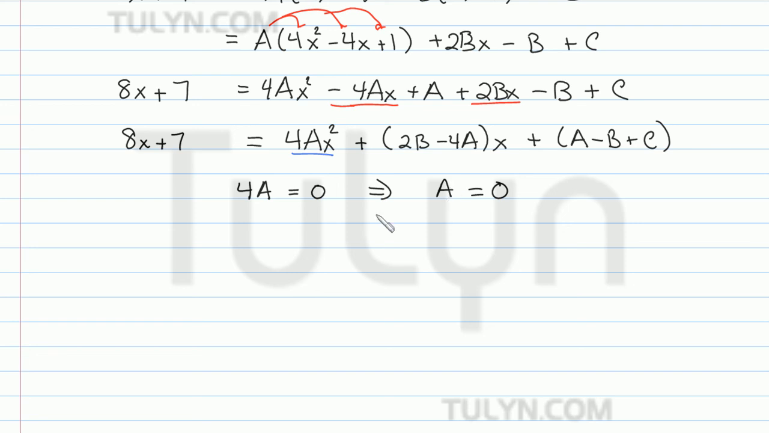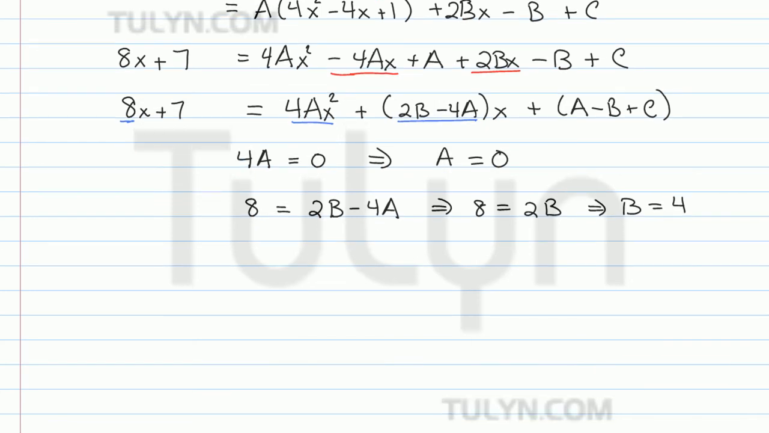Now we've solved for A, and we have to find another one. Let's take a look at the x term. The coefficient of x is 2B - 4A on the right side, and the coefficient of x is 8 on the left side. Since these two expressions are equal, 8 has to be equal to 2B - 4A. And since A is equal to 0, 8 has to be equal to 2B. Dividing both sides by 2, B has to be 4. Great, so now we've solved A and B, and the last thing we need to do is find C.